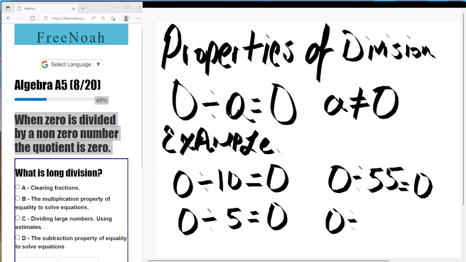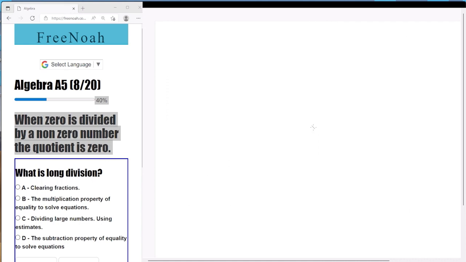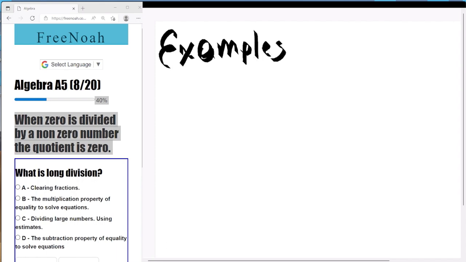How about 0 divided by 32? Well, that's also going to equal 0, as long as a does not equal 0. Because if a was to equal 0 at that point, well, then we're dividing by 0, and anything divided by 0, as we stated in our previous video, is classified undefined.